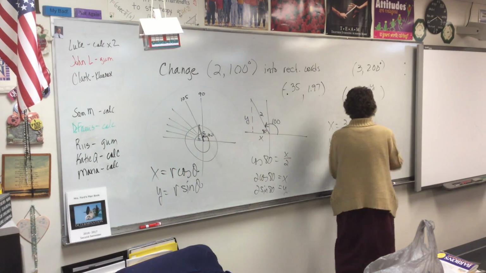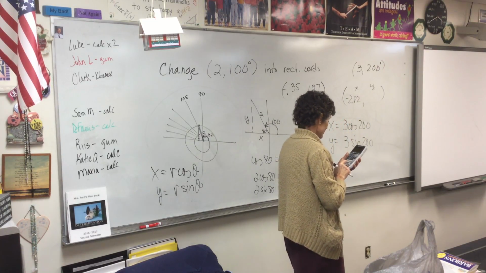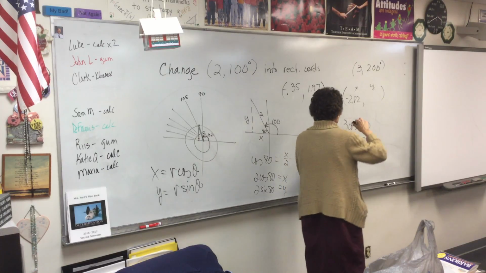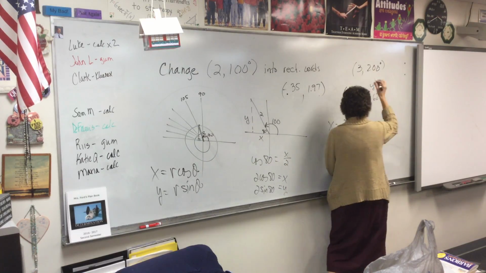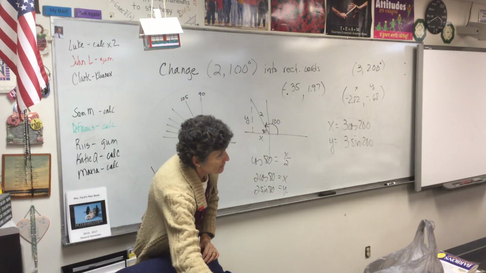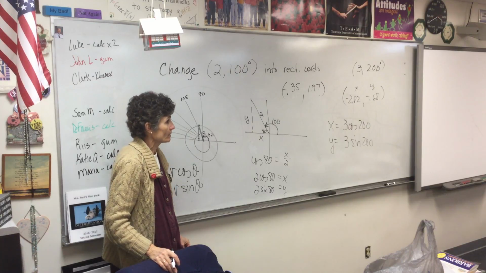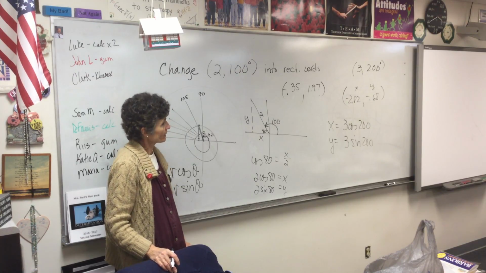Negative 2.82, and hopefully I'm pressing the right buttons. Negative 0.68. Now, does it make sense that they both just came out negative? Yeah, because where's 200? Third quadrant. So of course X and Y are going to come out negative.